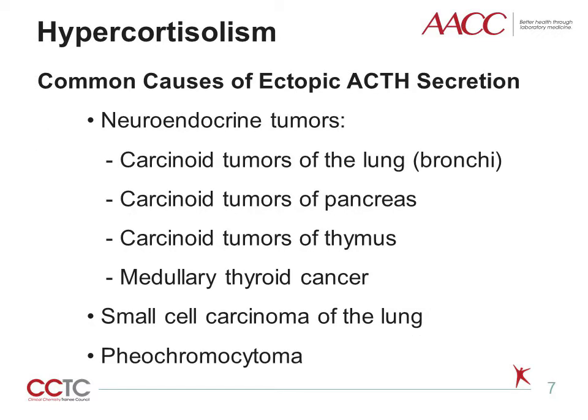What are the common causes of ectopic ACTH secretion? In such cases, ACTH is secreted by tumors outside of the pituitary and adrenal glands. These include neuroendocrine tumors, including carcinoid tumors of the lung or bronchi, carcinoid tumors of the pancreas, carcinoid tumors of the thymus, and medullary thyroid carcinoma. There are also others, such as small cell carcinoma of the lung and pheochromocytoma.